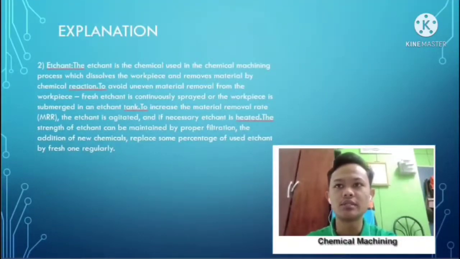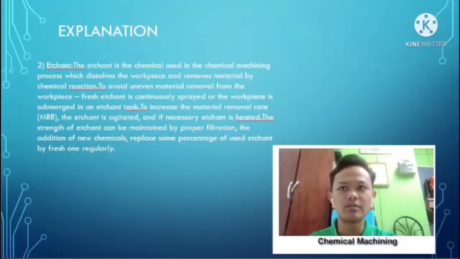Next is etching. The etchant is the chemical used in the chemical machining process which dissolves the workpiece and removes material by chemical reaction. To avoid uneven material removal from the workpiece, fresh etchant is continuously sprayed or the workpiece is submerged in an etchant tank. To increase the material removal rate (MRR), the etchant is agitated and if necessary the etchant is heated. The strength of etchant can be maintained by proper filtration. The addition of new chemicals replaces some percentage of used etchant with fresh one regularly.